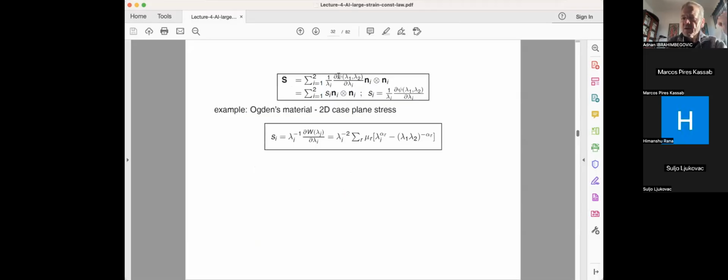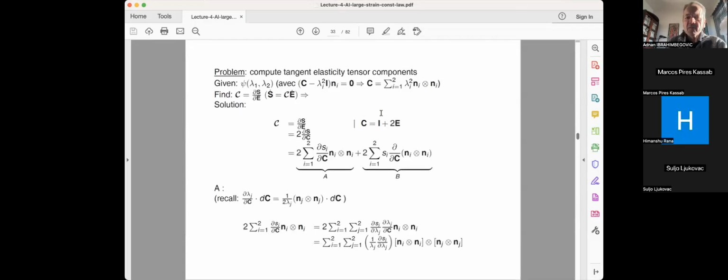So to compute it, it's 1 over lambda e times the derivative of this potential with respect to the principal stretches. That gives me SE, which is written here explicitly. And then you have this tensor product NE tensor NE, with the spectral decomposition. If you have a 2D plane stress, that becomes something like this, given here explicitly. And that's what we used in one of the papers with Friedrich Gruttmann, a friend of mine from Germany, when we were both at Berkeley, to have these rubber-like shells and things like that.